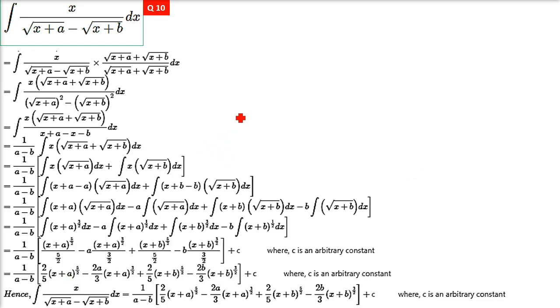So whatever is being discussed is right in front of you, and this is how your answer should look. So the whole trick is first rationalization. The second trick is x should be replaced by x plus a minus a, and this x should be replaced by x plus b minus b, and the analogy should be followed. Okay, this is your final result. Constant of integration, don't forget about that.